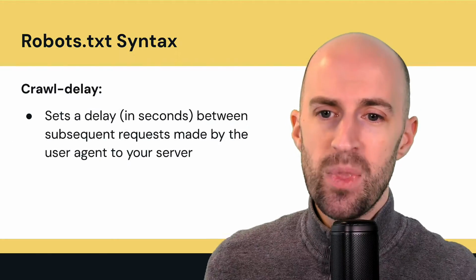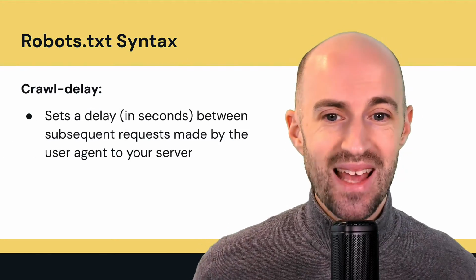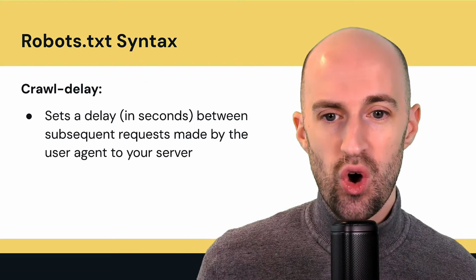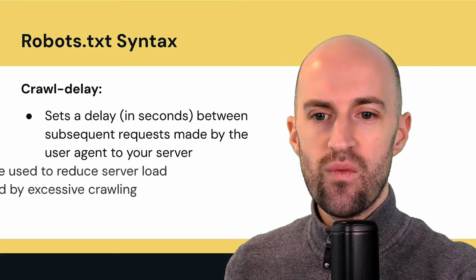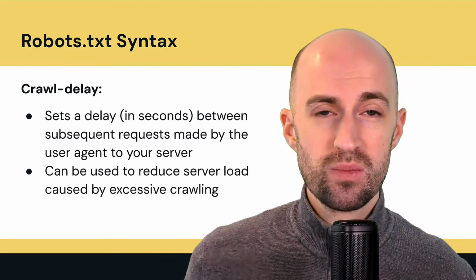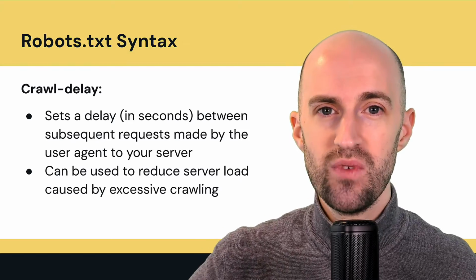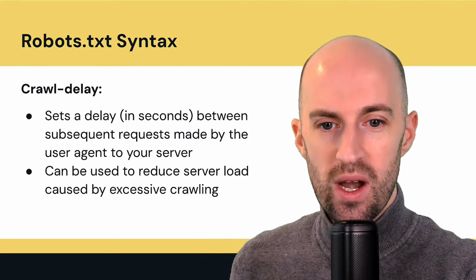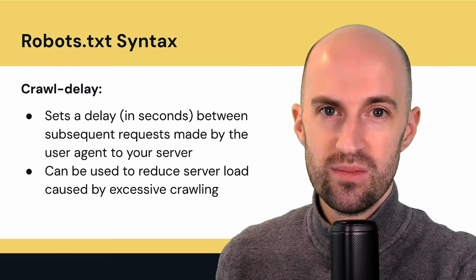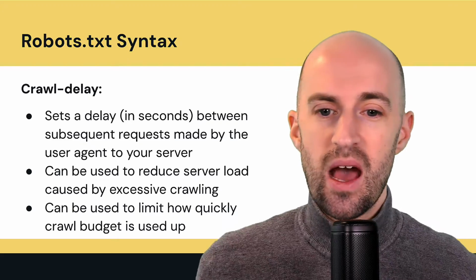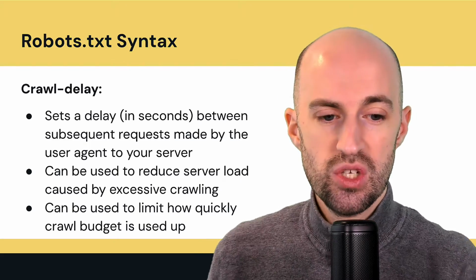Crawl delay. So this sets a delay in seconds between subsequent requests made by the user agent on your server. So for example, it can be used to reduce the server load caused by excessive crawling, especially if you have limited server resources and you don't want it to overburden the resources on your web server. And it can also limit how quickly the crawl budget is used up.